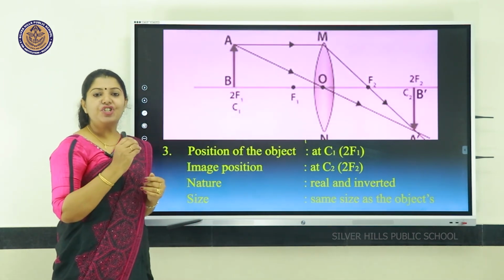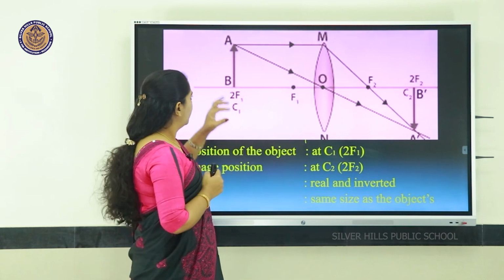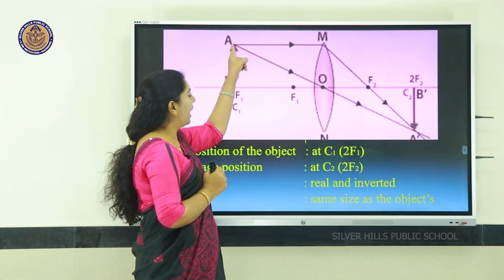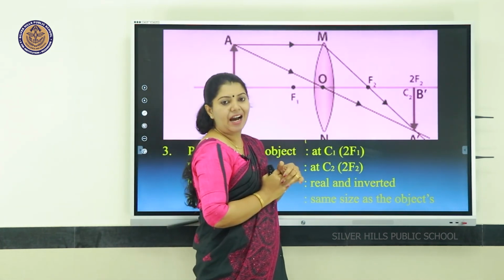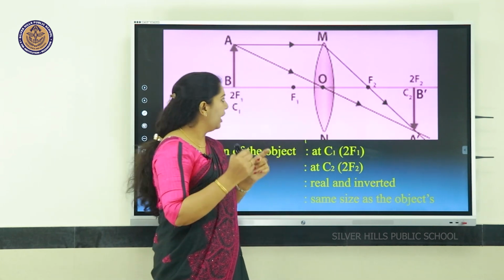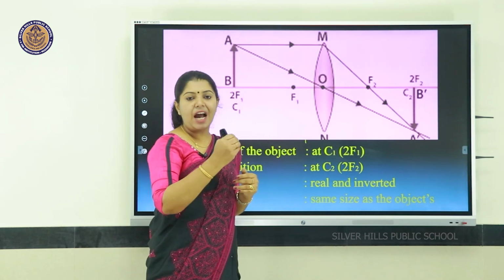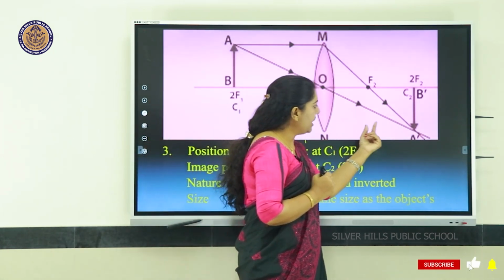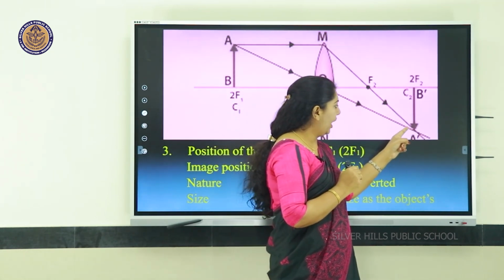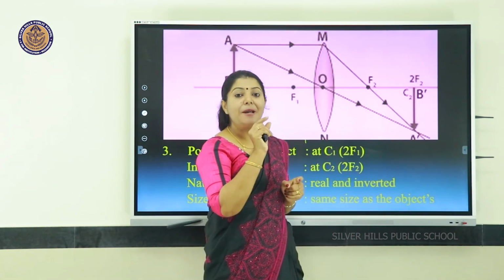Third case, position of the object is at C1, or 2F1. Consider BA represents the position of the object. From the point A, a parallel ray to the principal axis is incident on the convex lens, and the refracted ray will pass through F2. Another ray of light passes through the optic center along its same line and refracts. Both these refracted rays meet at A dash. From the point A dash, draw a perpendicular line to the principal axis. A dash B dash is the image.